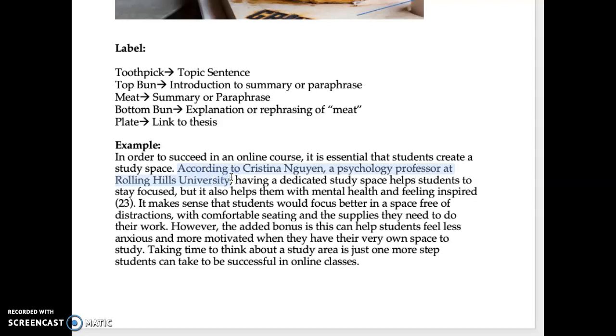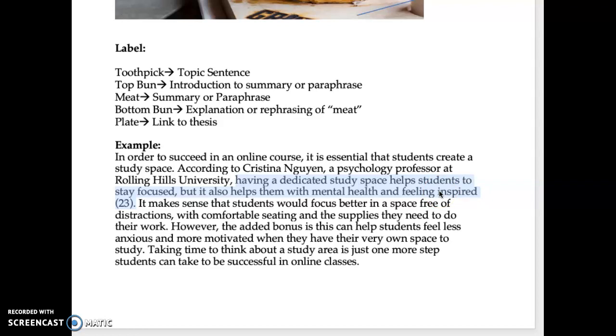It says, according to Christina Wynn, a psychology professor at Rolling Hills University. That's the introduction, that's the lead-in. We get a little information about the writer and who she is and where she's from. That is then followed by a summary that I wrote here of her thoughts, along with the citation, because this source did have a page number. Remember that if the source does not have a page number, this parenthetical here with the number wouldn't be there. We would just put the period here at the end of the sentence. Anyways, here is the summary of what she said.